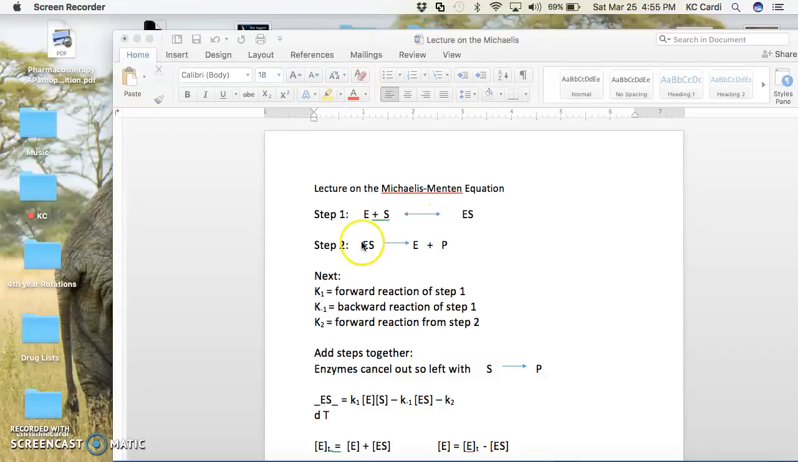Now for step 2, we have the enzyme substrate breaking apart to form an enzyme and a product. There's only a single arrow because it only goes in one direction, since right now there's not enough product formed to make it reversible at this early stage. So I'd like to assign some constants to this equation. K1 is the forward reaction for step 1, K-1 is the backward reaction, and K2 is the forward reaction of the second step here.